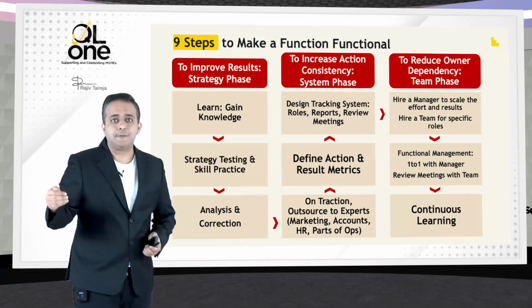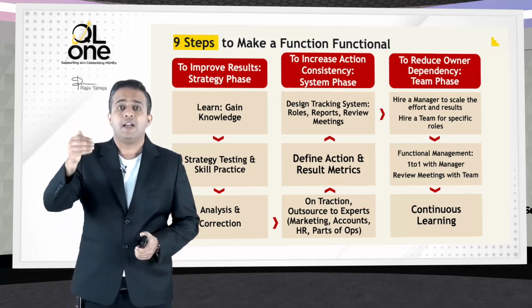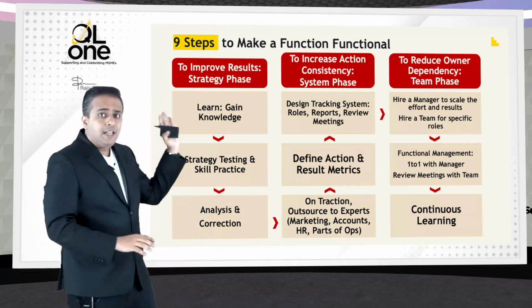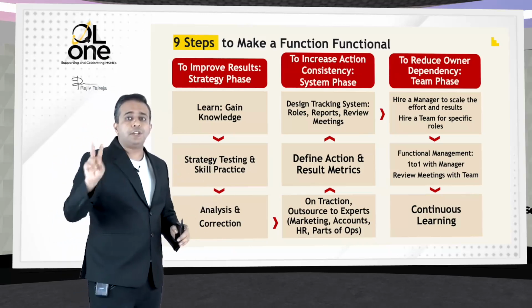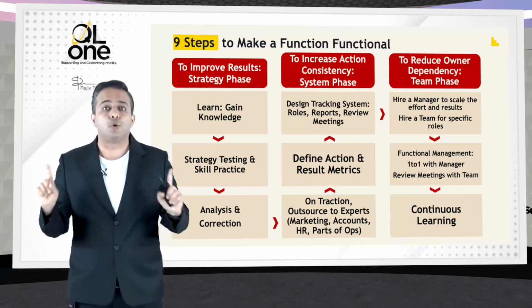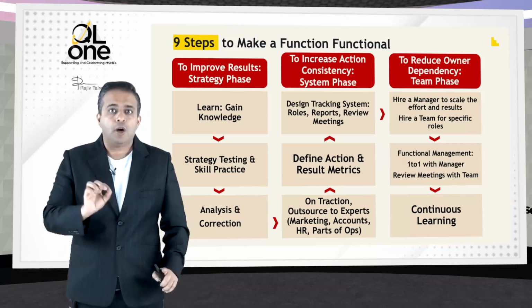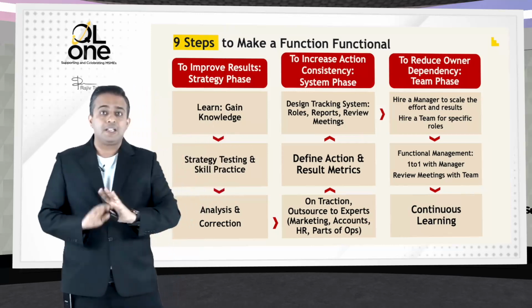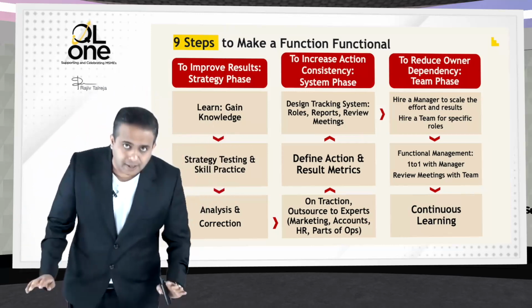These are the 9 steps, these are the 3 phases you need to take every single function in your business through. Now, like I said, implement this with not more than 2 or 3 functions in a year. Do not overwhelm yourself, do not bite more than you can chew. 2 or 3 functions evolving where strategy, system and teaming is being set up in a year is great.